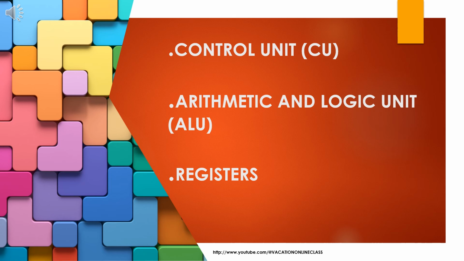Welcome everyone. Today, we are diving into the core components of the central processing unit. Specifically, we will explore the three main parts that allow a computer to function: the control unit, the arithmetic and logic unit, and the registers. Let's look at how these three work together to process information.